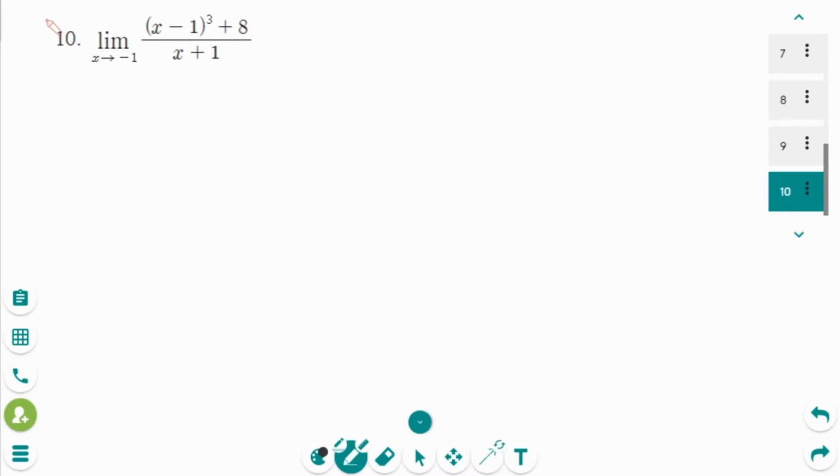Here is the next question. It is in the 0 over 0 form. We could factor the numerator, but that takes a lot of work. Instead, I will expand first using Pascal's triangle. Do you remember? But this one is minus, then plus, minus, like this.